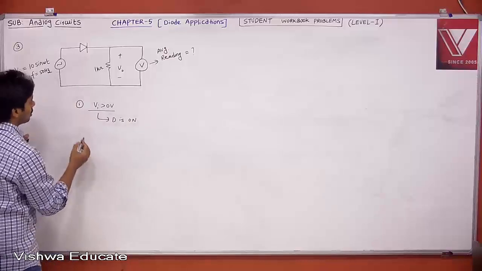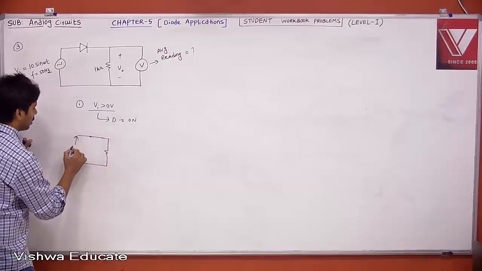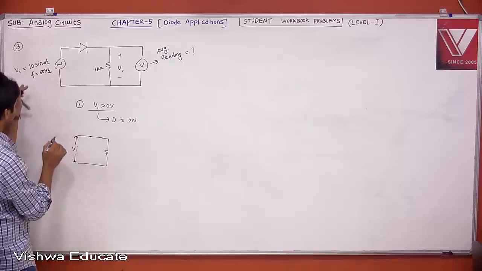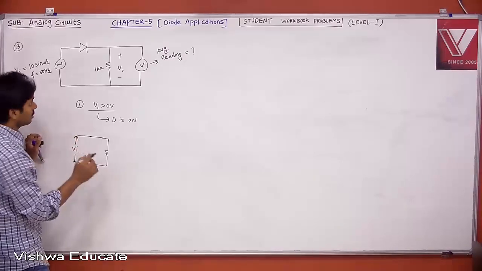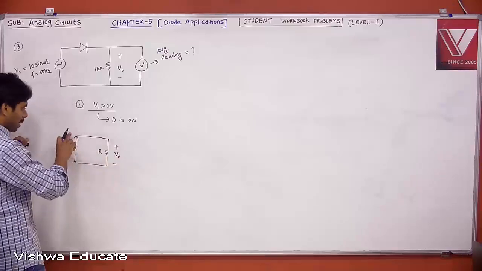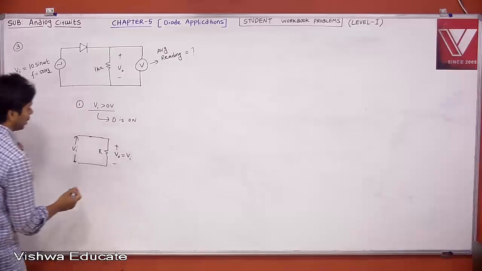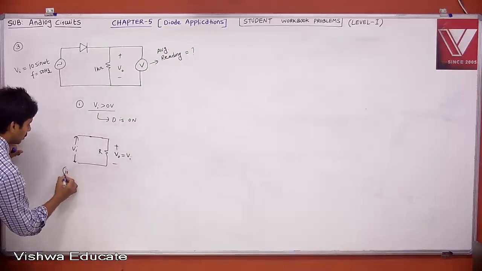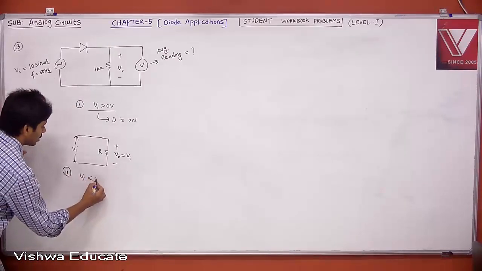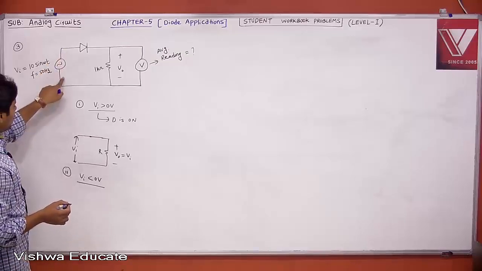I am doing it directly. When the diode is on, this is your Vi. Don't bother about the type of input. Simply take it like a transfer curve, and this is your R. Then tell me what your V0 is. See, Vi is in parallel to your load. Therefore, V0 is nothing but Vi. Simple.